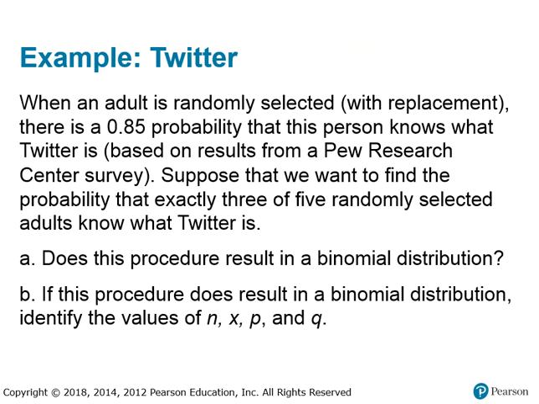So we have some examples. When an adult is randomly selected with replacement, there is a 0.85 probability that this person knows what Twitter is. Suppose that we want to find the probability that exactly 3 of 5 randomly selected adults know what Twitter is.